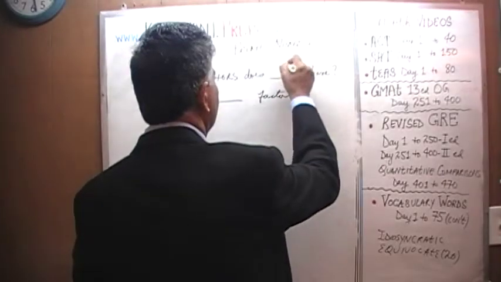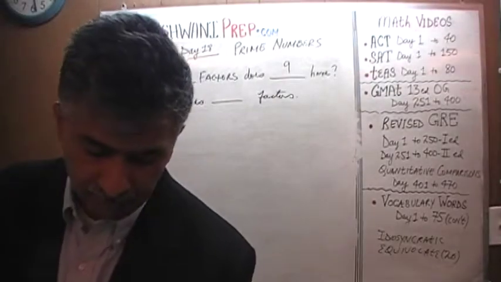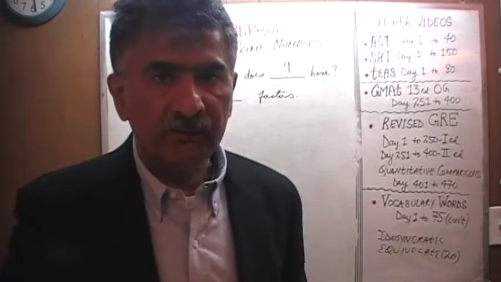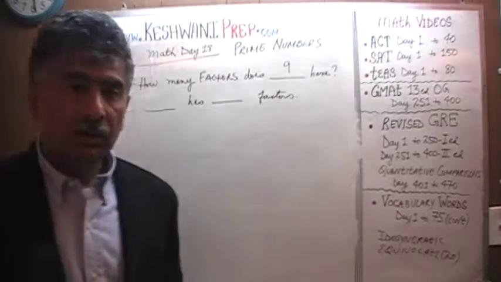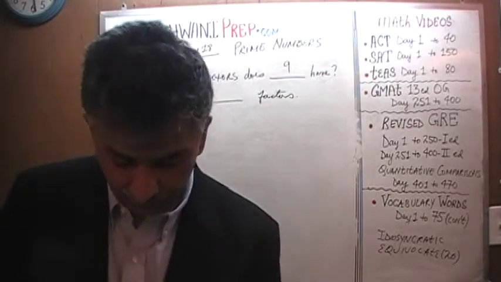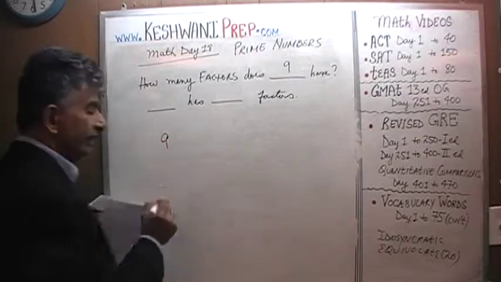How many factors does 9 have? Now, what does that question mean when somebody asks you how many factors does 9 have, or how many factors does 14 have, or how many factors does 100 have? What does it mean? It means how many numbers are there that we can divide 9 evenly by? 9 can be divided by how many numbers evenly?